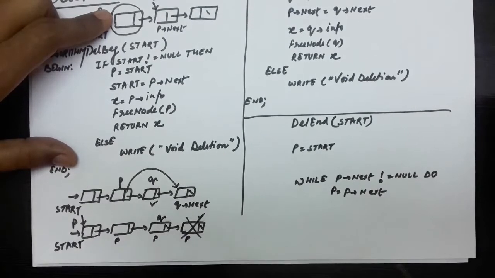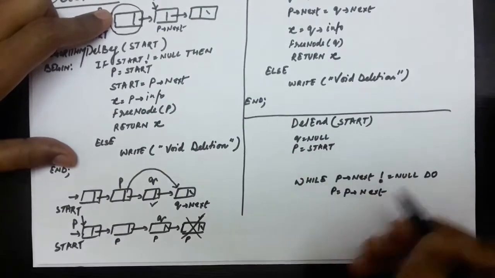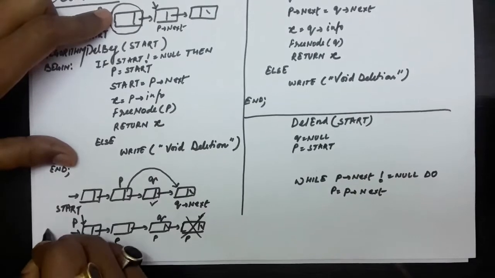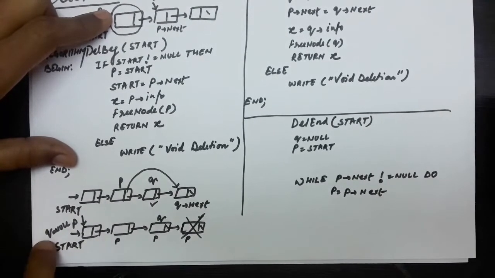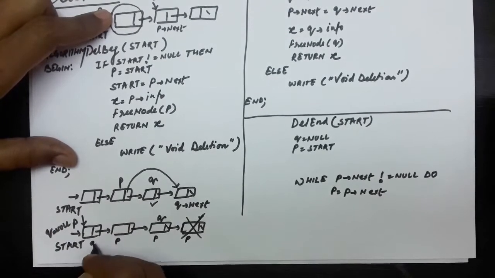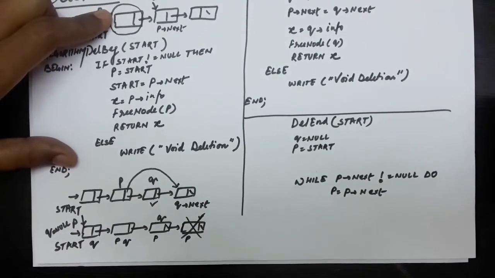Okay, so I must have the address of this node. So while doing the traversal only, we will store the address of the previous node also. Let us say there is a pointer Q which is initialized to null, and Q is always the predecessor of P. If P is here, Q is null. If P is at the second node, Q will be at the first node. If P is at the third node, Q will be at the second node. If P is at the last node, Q will be at the second last node.